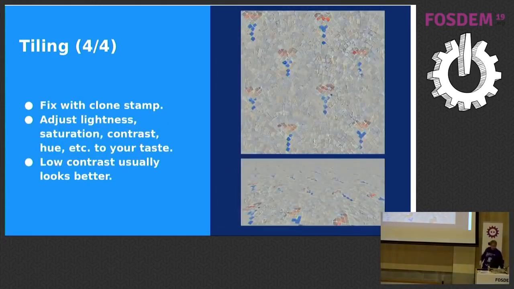Well, as I say here, you just use the clone tool. There is another technique I will show in a bit, which is pretty cool for fixing tiling. Then you can adjust brightness and saturation, contrast and hue and everything and make it pretty as you want. You can see here that it's tiling really well. This has perspective in the bottom and it's tiling really well. So low contrast usually looks better. Try to make your textures more color focused and contrast focused. That will usually look better in the game.